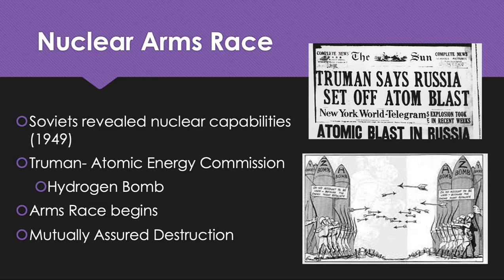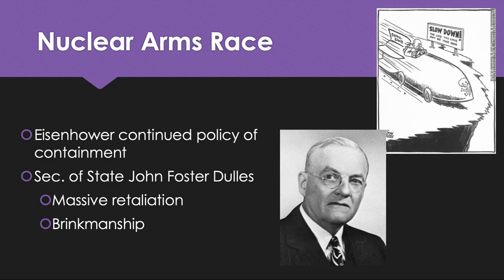Now, one piece that I did not mention that I'll go back to is Truman created the Atomic Energy Commission, and this was a federal agency that was created in 1946 to manage the development, use, and control of atomic nuclear energy for the military and civilian applications. And that's under which we see the hydrogen bomb get created. Now, this nuclear arms race doesn't just stop with Truman's presidency. It takes on a life of its own. And it continues into Eisenhower's presidency, Eisenhower becoming president in 1952.